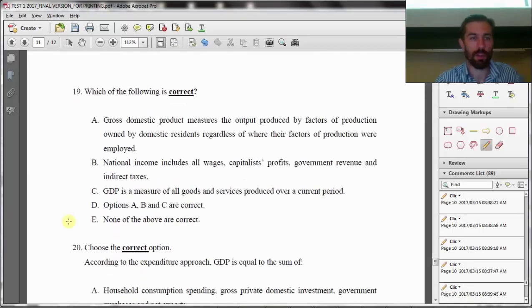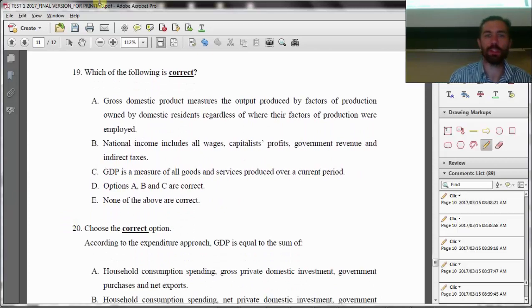Okay, which of the following is correct? Gross domestic product measures the output produced by factors of production owned by domestic residents, so that's all good, regardless of where their factors of production were employed. Well, that's not right. It has to be domestically, right? That's the point. Domestic. So it can't be regardless of where those factors are employed because it's within the national boundary.